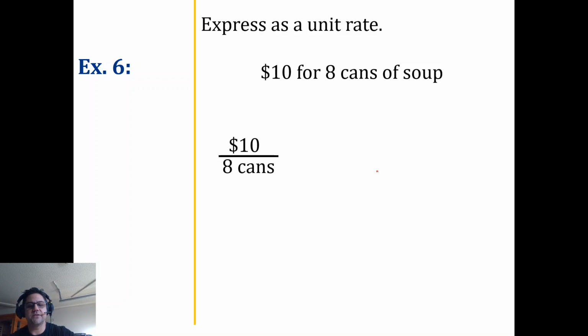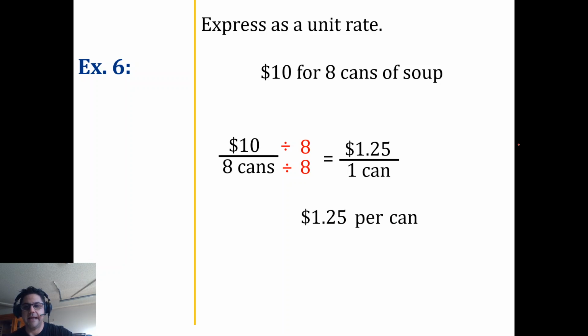$10 for 8 cans of soup. So again, to get a denominator of 1, I got to divide by 8. Because 8 divided by 8 is 1 can. So on your calculator, go ahead and do 10 divided by 8. So it's $1 something. $1.25 per 1 can of soup. Per can. And again, when we write it as per can, it's understood that it's 1 can. That's why our denominator was 1.